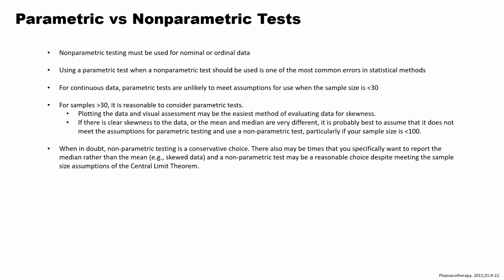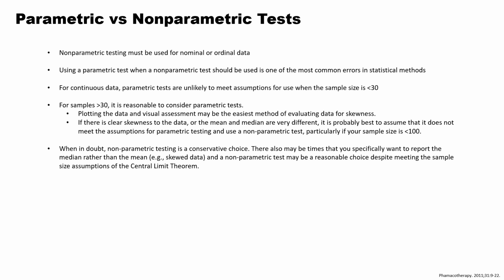You should probably plot the data and look with visual assessments to evaluate for skewness. Additionally, if there is clear skewness to the data or the mean and the median are very different, it would probably be best to assume that it doesn't meet the assumptions for parametric testing and use a non-parametric test, particularly if your sample size is less than 100. When in doubt, non-parametric testing is a conservative choice.